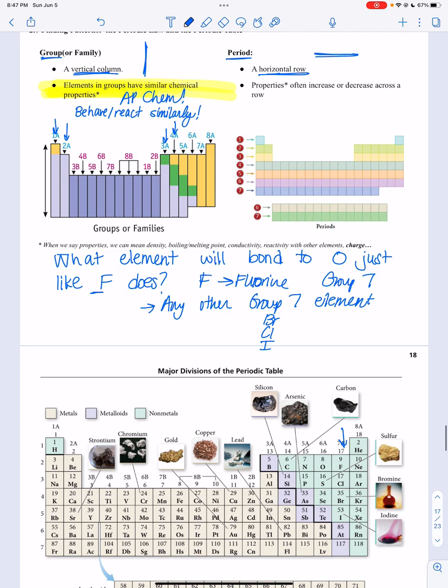And then period, and we'll see more in the school year, properties increase or decrease across a row. So it might increase going from left to right, it might decrease. And again, when we say properties, we mean things like density, boiling, melting, conductivity, reactivity with other elements, charge.